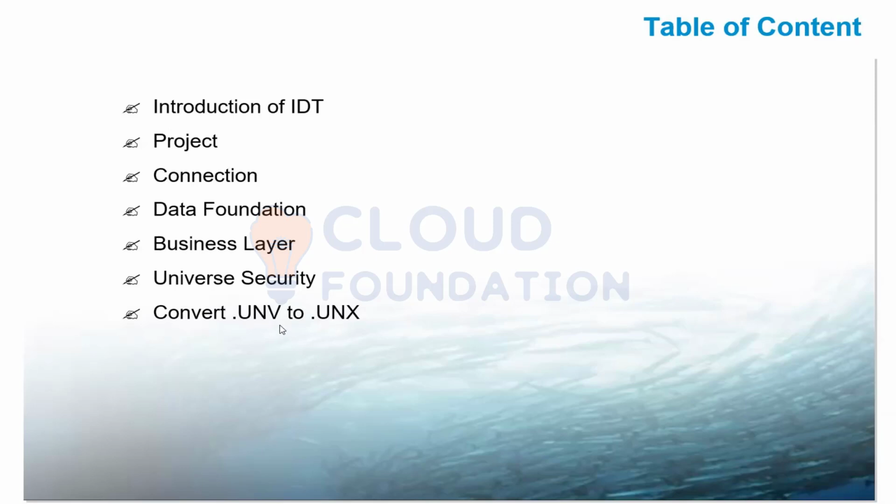So that is the difference between .unv and .unx. That means .unv is a universe created using Universe Design Tool, which is the older version of the tool. .unx is a universe created using Information Design Tool, which is a newer version, in 4.1 onwards. We are getting that IDT.